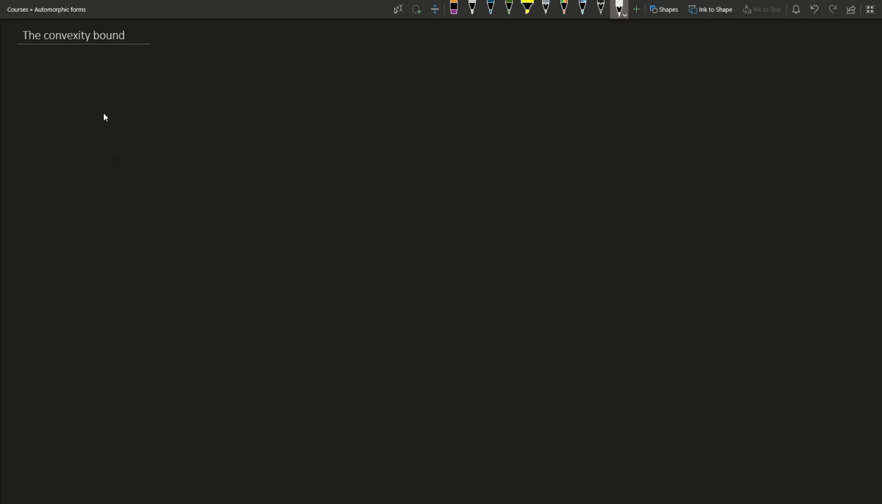All right, I'm going to talk about the convexity bound, which is a bound that's used for bounding L functions in the critical strip along vertical lines. So the starting point is what's called the Phragmén-Lindelöf principle.